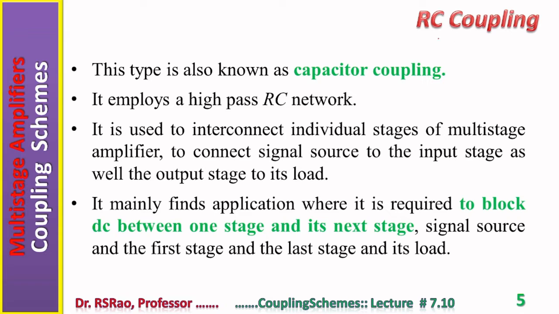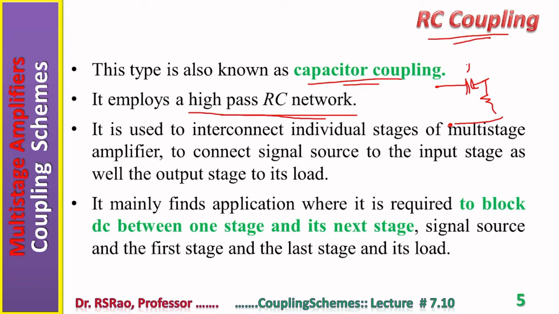We begin the study with RC coupling. This is also known as capacitor coupling. It is already mentioned. It employs a high-pass RC network. A high-pass RC circuit appears like this. At low frequencies, the capacitor is an open circuit and nothing of the input reaches the output terminals. At high frequencies, the capacitor is almost a short, so almost the total input reaches the output.